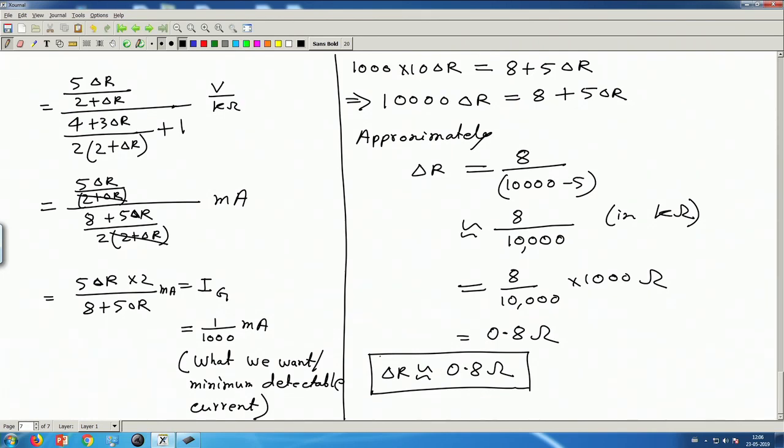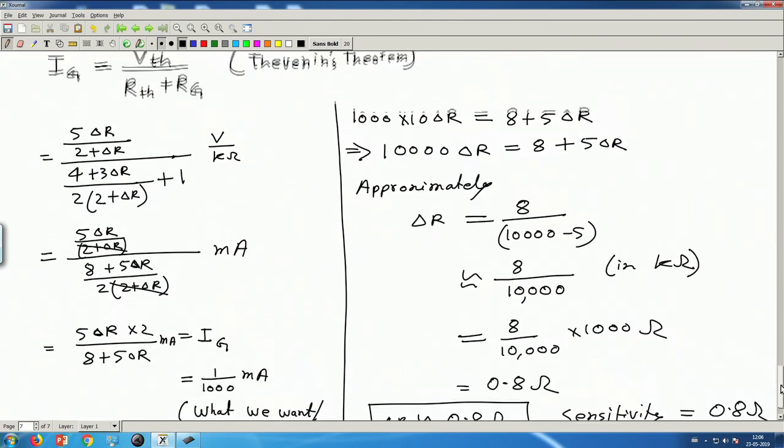This is the minimum change in the unknown delta R which we can detect, due to which the pointer will move. So we say the sensitivity of the measurement is 0.8 ohm. If R is changing by an amount less than this, it will cause no pointer deflection, and we cannot detect it.